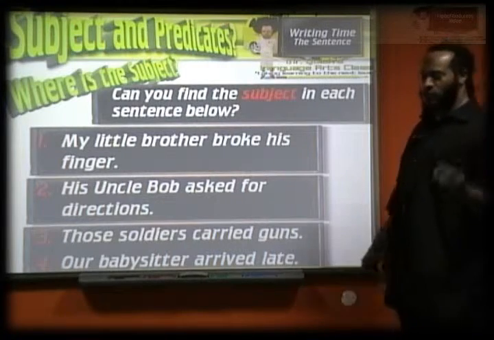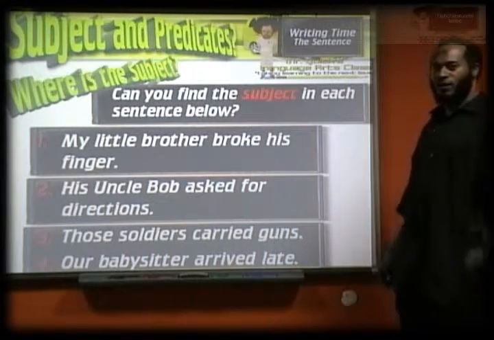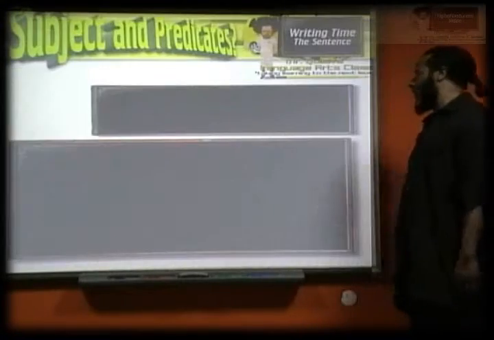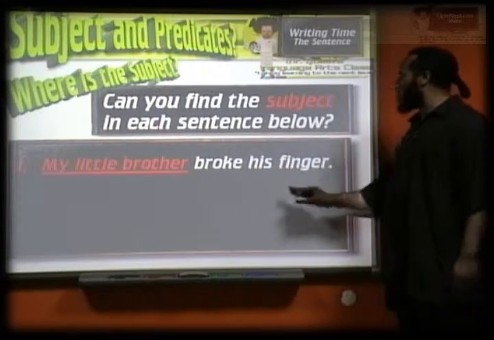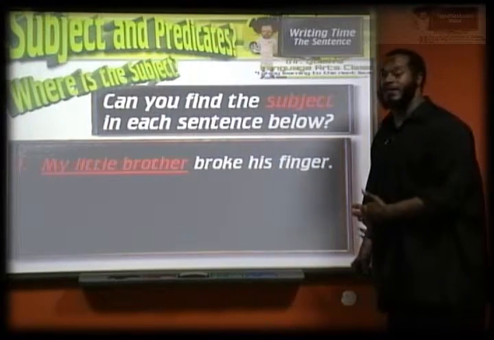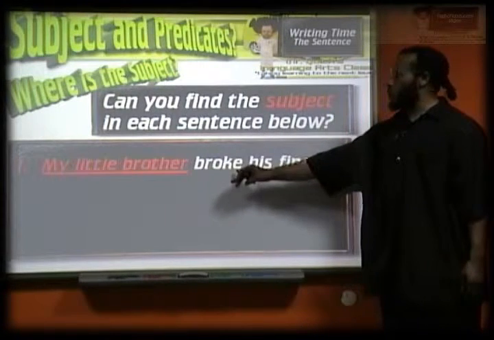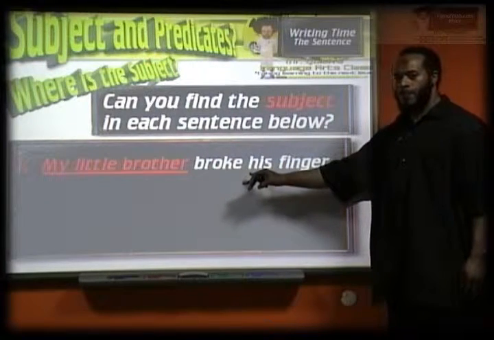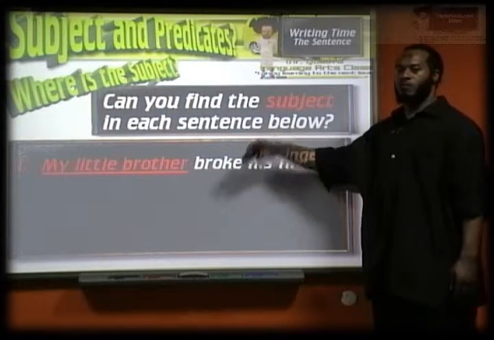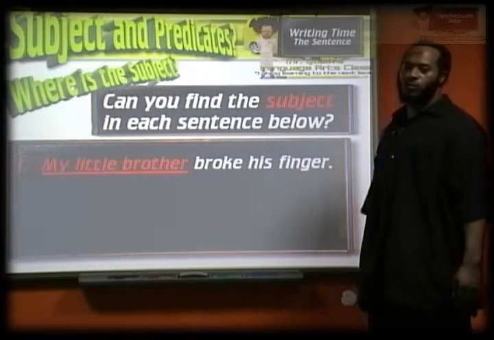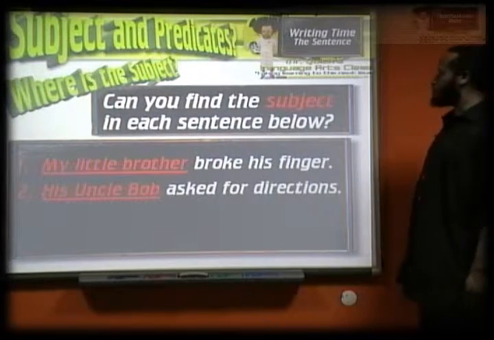And of course, I know that you paused the video and you wrote in your notes what words you think are the subjects here. So let's go and see for ourselves. First sentence, my little brother broke his finger. And of course, the subject in this sentence was my little brother. We knew that because we looked for the verb and we found the verb broke. And then we asked who broke. And then we looked before the verb and we found my little brother, and that told us where the subject was, the complete subject here.